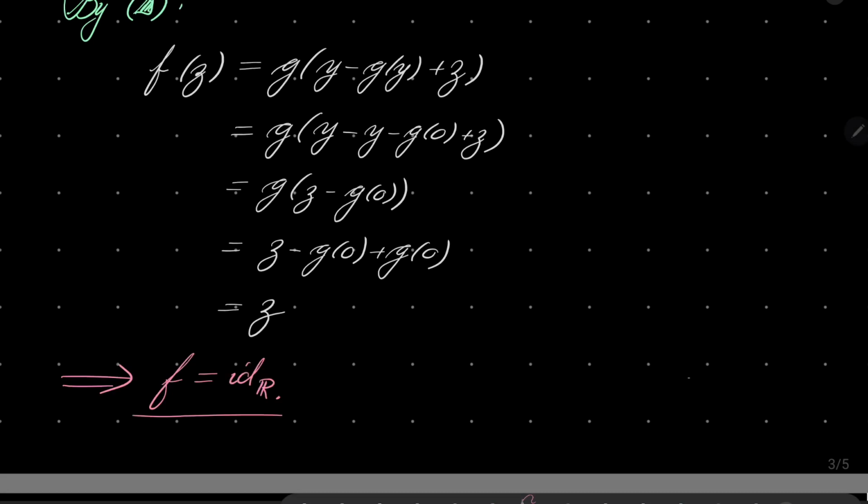And that closes our proof, because in one case g is periodic, and in the other case f is the identity function. And at the beginning we have demonstrated that both of these facts cannot be true at the same time. And that closes our proof.